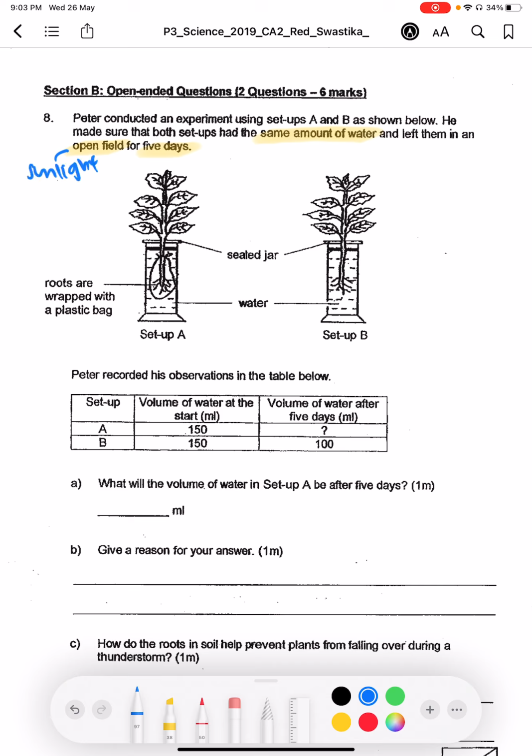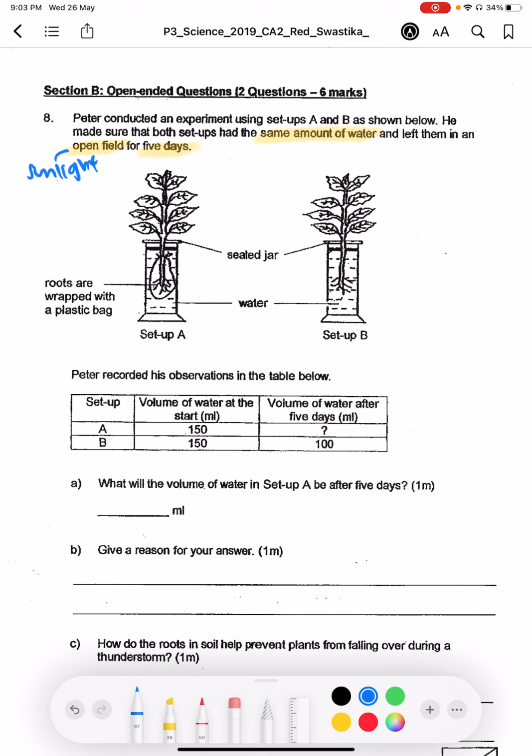Okay. So setup A and setup B, we can see both plants are in a sealed jar. They have water, but setup A, the only difference is that the roots are wrapped with a plastic bag. So Peter recorded his observations in the table below.